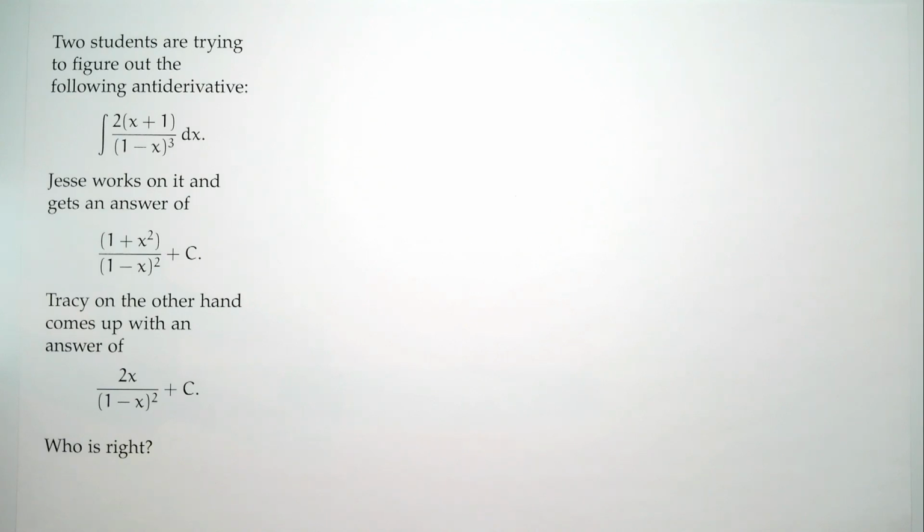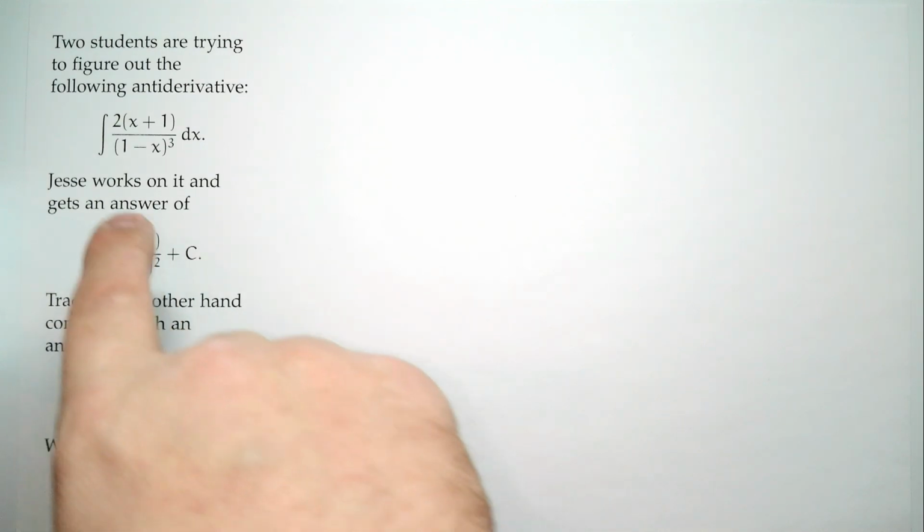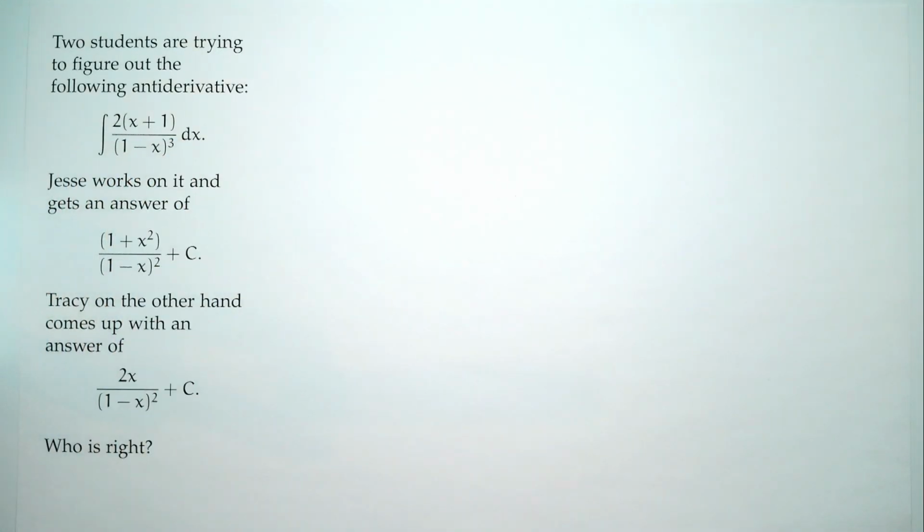But let's start with the problem. So two students are trying to figure out the following antiderivative. And we could read it as finding the antiderivative or the integral of 2 times x plus 1 over 1 minus x cubed. And the first student, Jesse, works on it and gets an answer: 1 plus x squared divided by 1 minus x quantity squared. And of course, because Jesse wants full credit, plus c.